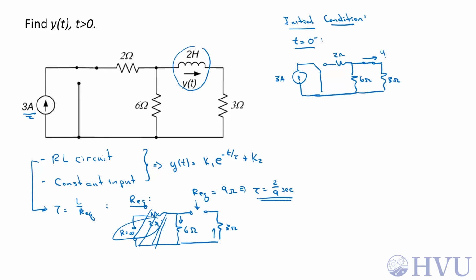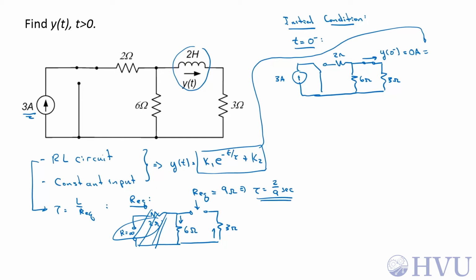So this current is y at 0 minus, which, since there's no source connected to it, is just going to be 0 amps. If I use this expression here, as t goes to 0, e to the minus t becomes 1, so this becomes k1 plus k2. This is one equation in 2 unknowns that we can eventually use to solve for k1 and k2.